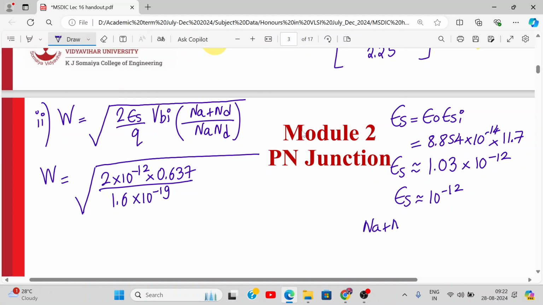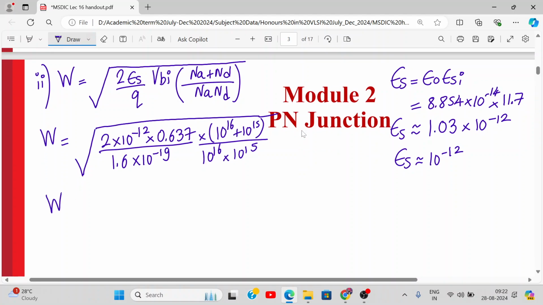What is Na plus Nd upon Na Nd? You can put it inside and calculate directly also, no problem. So this will be multiplied by 10 raised to 16 plus 10 raised to 15 divided by 10 raised to 16 into 10 raised to 15. See to it that the calculation is proper here. Whatever answer you get will be in centimeters. Later on you can convert into micrometers.